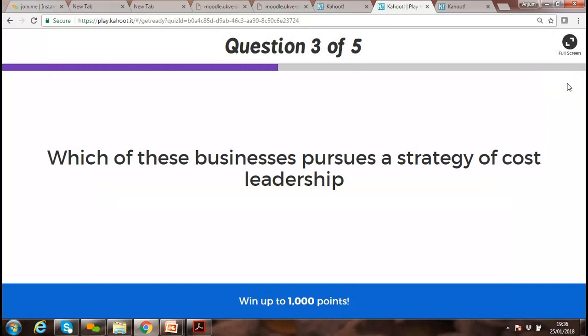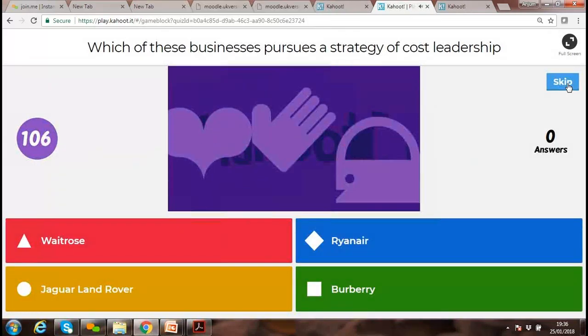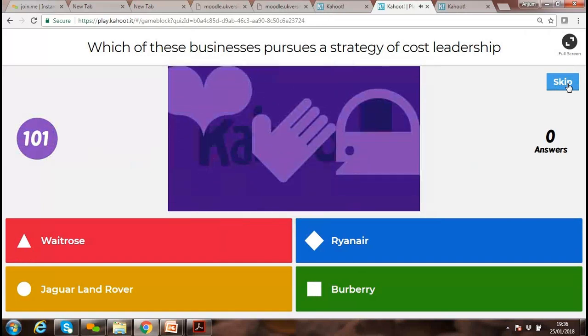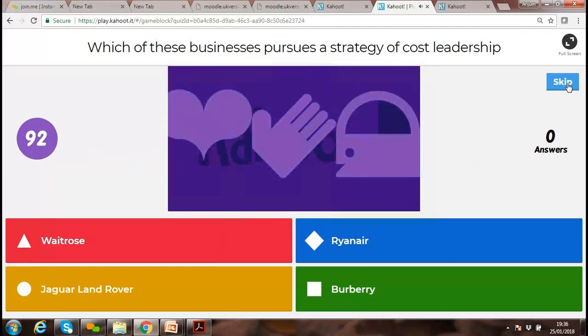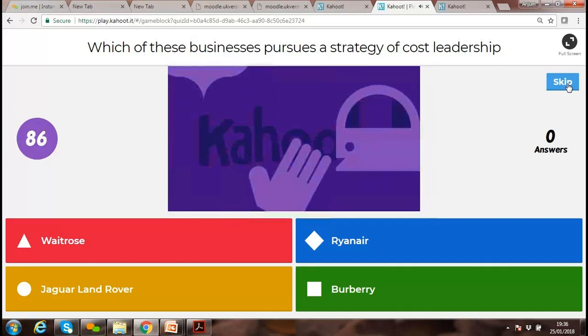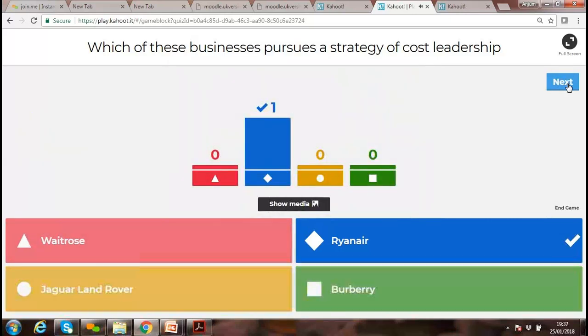Okay. Which of these businesses pursue cost leadership? You're aware of the businesses or not? Try, which means low cost. Ryanair is one of the low cost airlines. Jaguar is a very high value brand. White Rose is a superstore here, which is very expensive food. Burberry, of course. So is Ryanair.